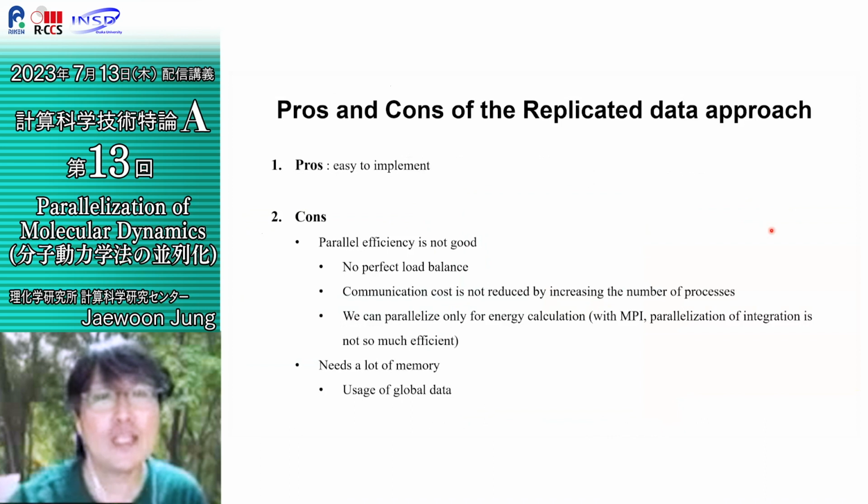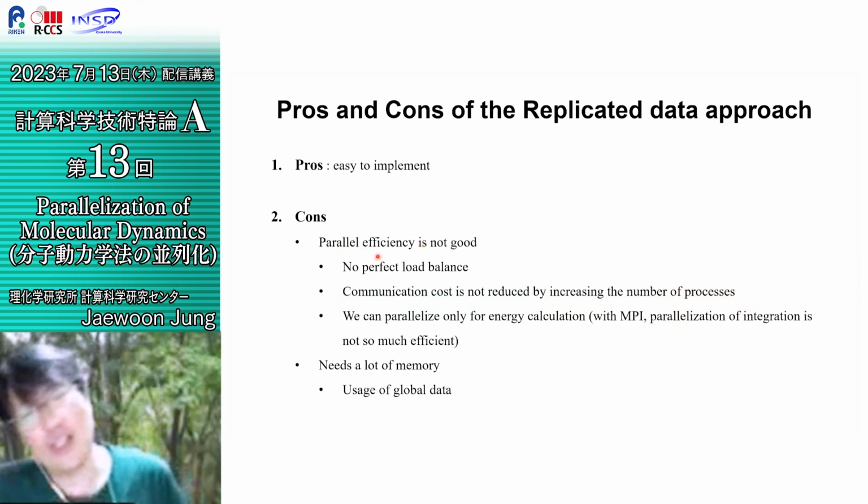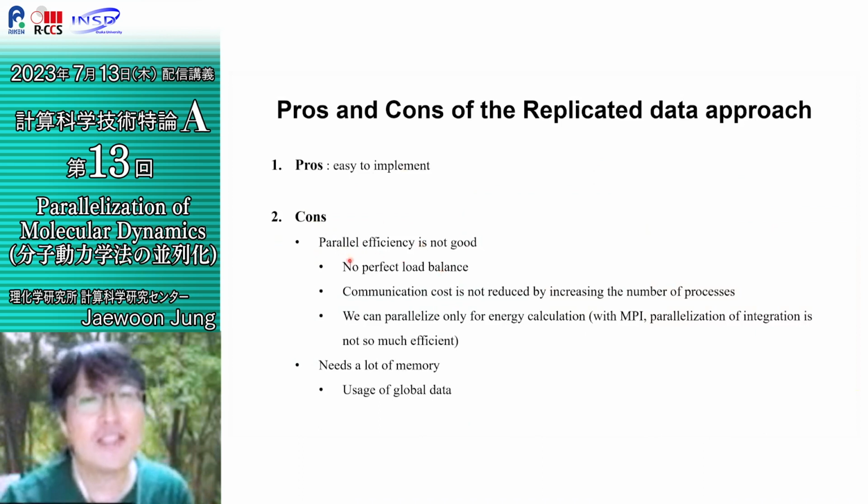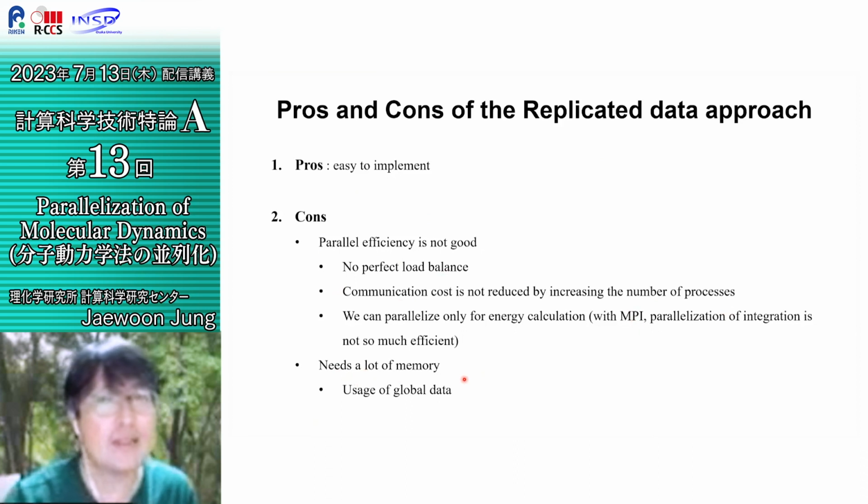Then, what is the good thing and the problem in this approach? The good thing is that you can easily write the code. It's easy to implement. But in this way, first of all, parallel efficiency is not good. Load balance is difficult. And communication cost is not reduced by increasing the number of processors. And in fact, this one needs a lot of memory because they need to have all of the data.